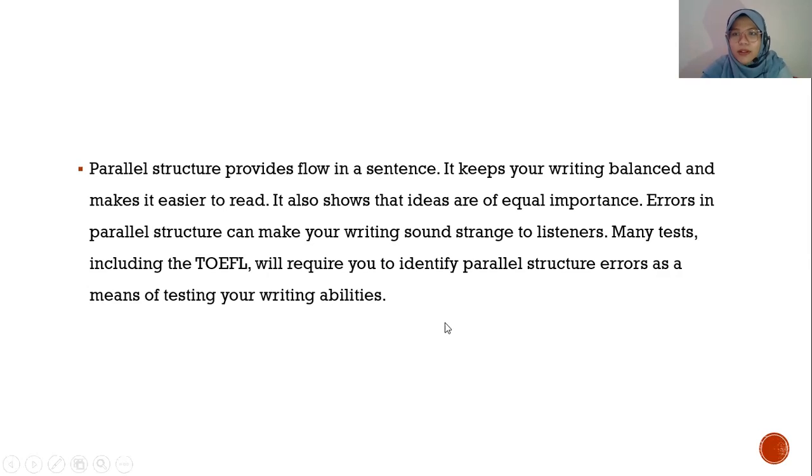So these are all the explanations about parallel structure. You can immediately practice using parallel structures in writing your essay. And also you might find this kind of parallel structure error, especially in a TOEFL mock test or TOEFL prediction test, or in the real TOEFL test itself.